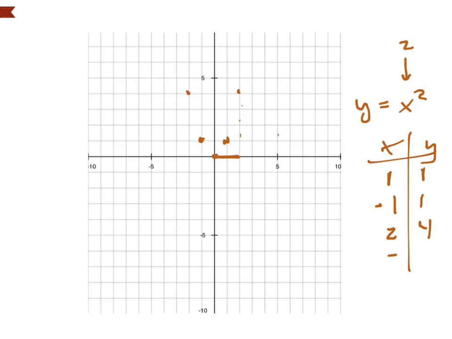If I go over 3, instead of going up 3, I'm going to go up 3 times 3. I'm going to go up 9. So I'm going to be up here somewhere. So your quadratic equation is going to be up there, even higher up there.